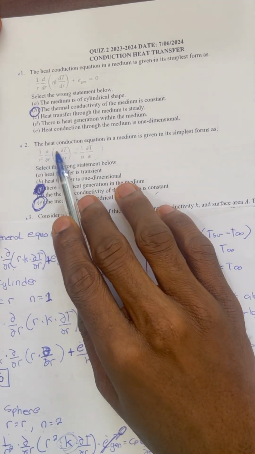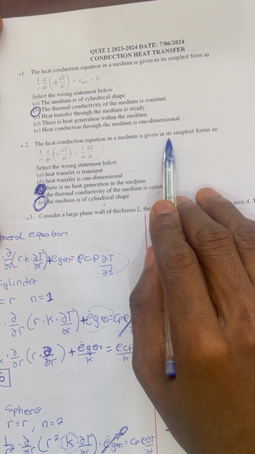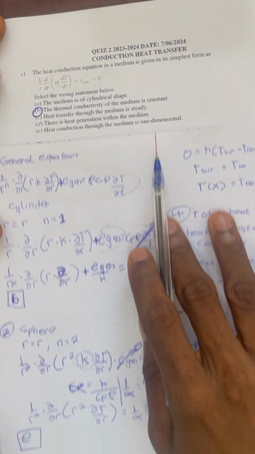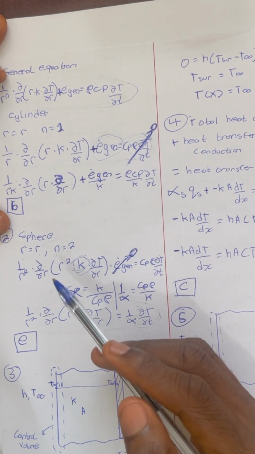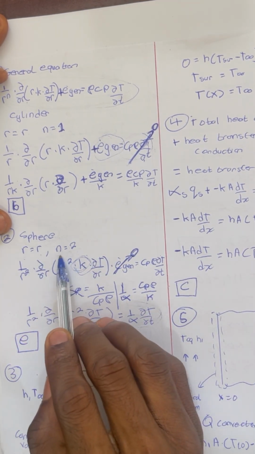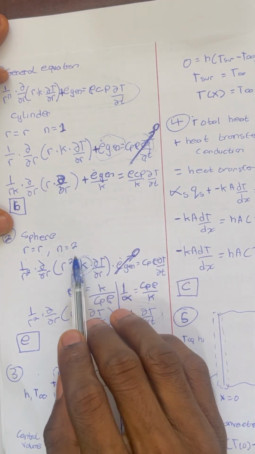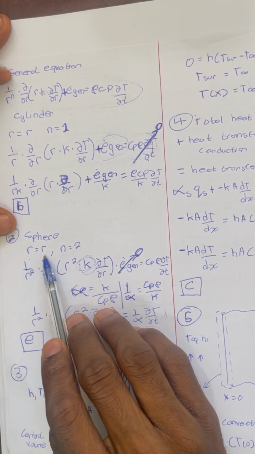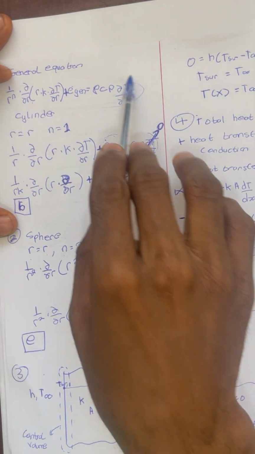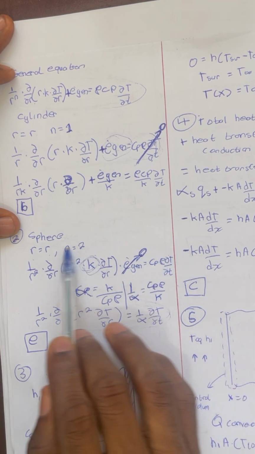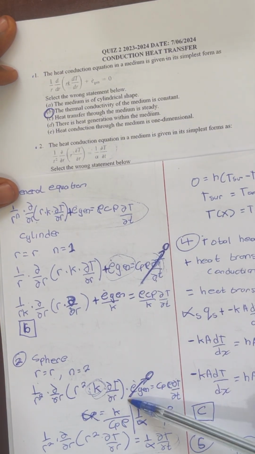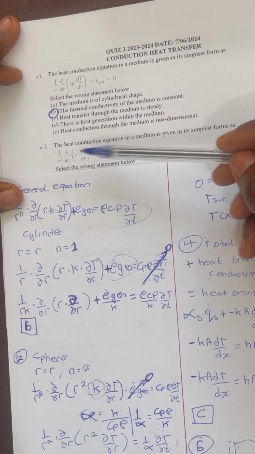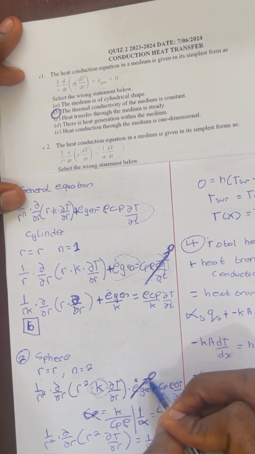So question 2. The heat conduction equation in a medium is given in its simplest form as this equation. So looking at this equation, it was the sphere equation that was being used. So for the sphere, r is equal to r, then n is equal to 2. So the difference between the cylinder and the sphere is that for the cylinder, n is equal to 1, and for the sphere, n is equal to 2. So after replacing r equals r, then n equals 2 inside the general equation, you come up with an equation like this. So comparing this equation to this equation, they are very similar. The only thing that is not in this equation is the heat generation part. So heat generation part is equal to 0.